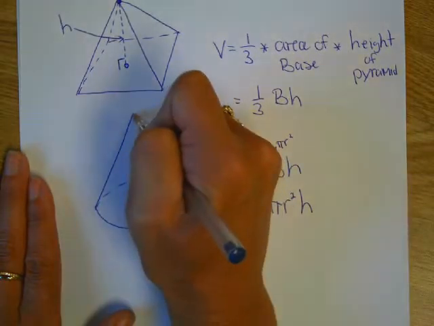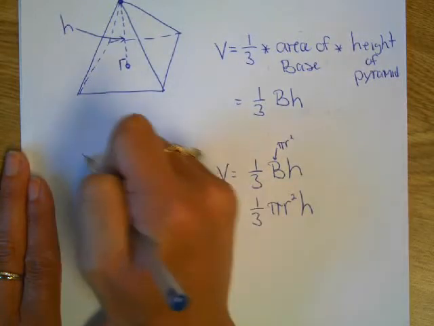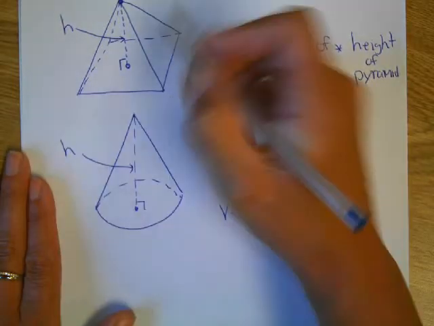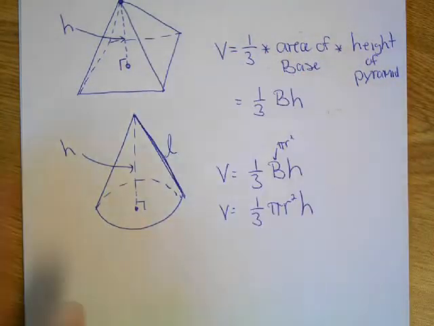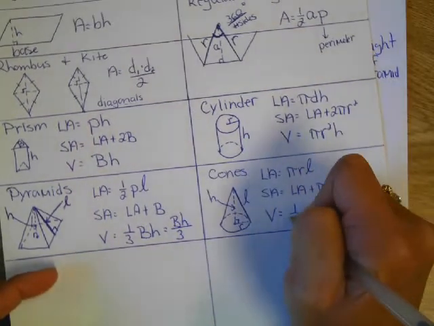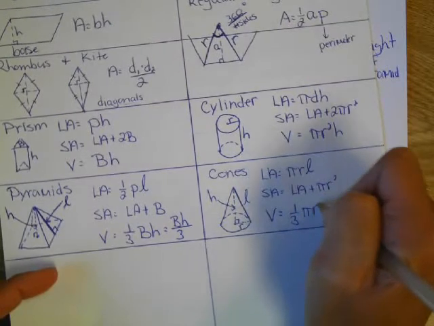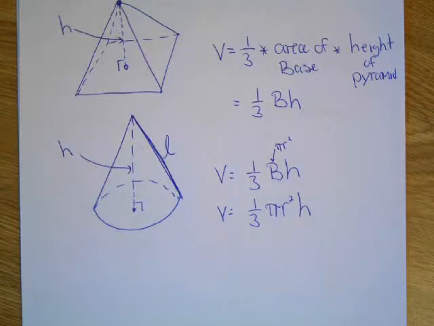So again, our height is straight down the middle, making a right angle with the base. And remember, slant height is this diagonal height here, or length, not height. Okay, and that's 1/3 pi r squared H. Now we'll do some examples.